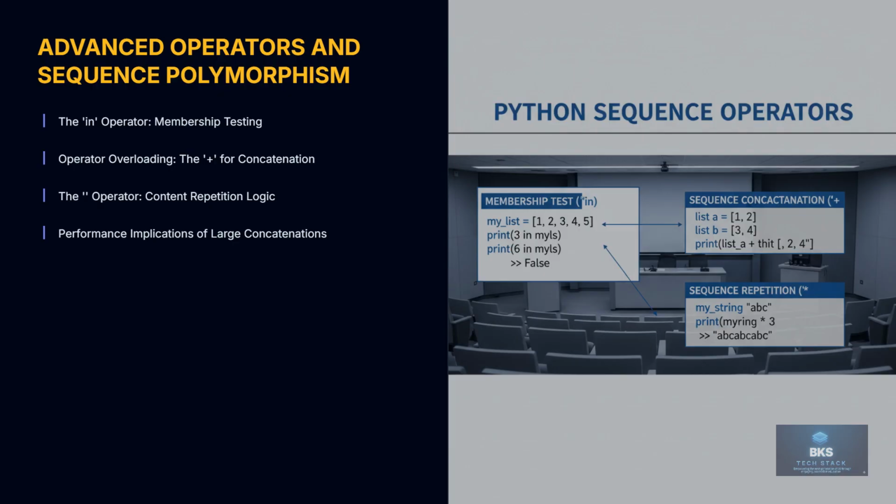While these operators are syntactically elegant, be cautious. Concatenating large lists in a loop using plus creates a new list object in every iteration, leading to O of n squared complexity. In such cases, using the .join method for strings or .extend for lists is the architecturally superior choice to minimize memory reallocations.